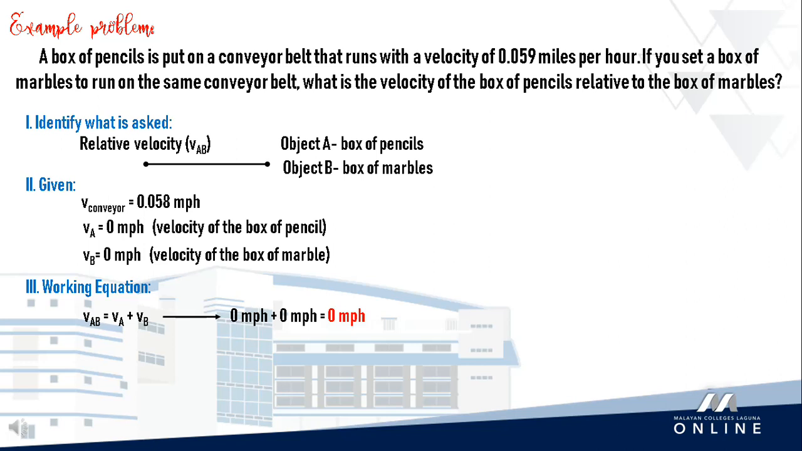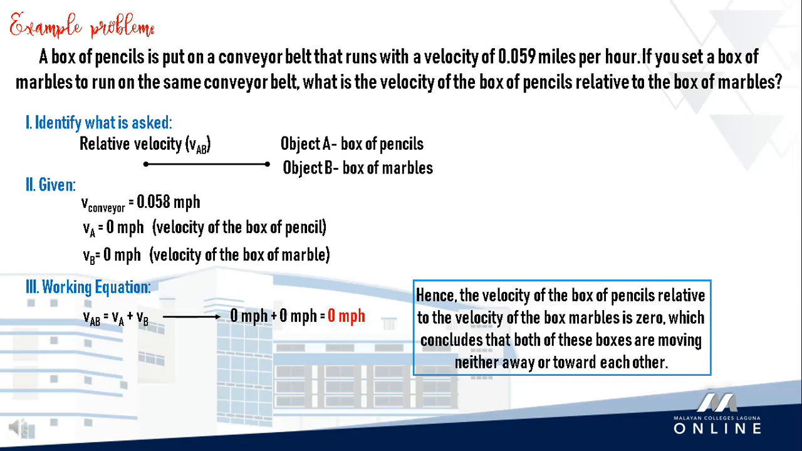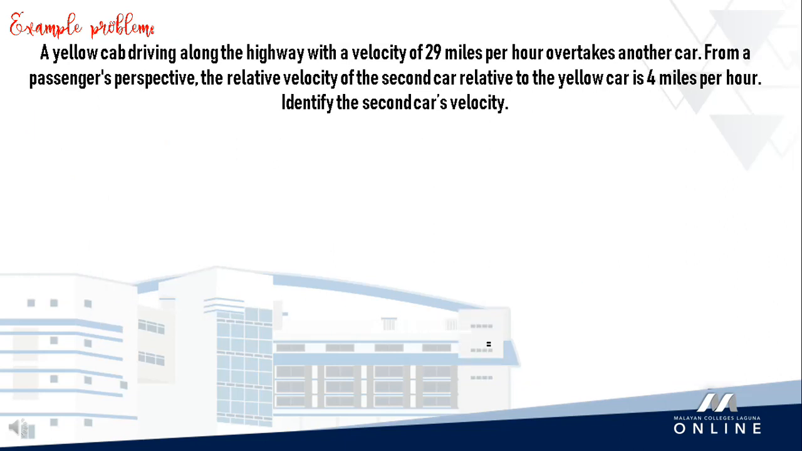Here, it is clear that the velocity of the box of pencils relative to the velocity of the box of marbles is 0, which concludes that both of these boxes are moving neither away from nor toward each other. Let us have this example too.